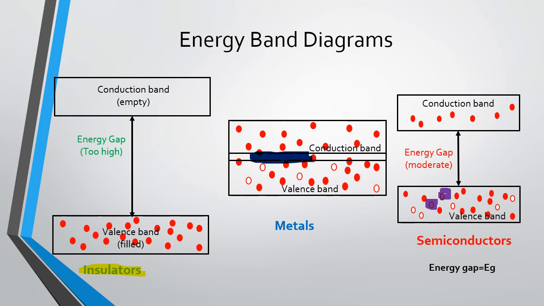So we can say that the energy gap between the conduction band and the valence band for the semiconductors is moderate. So for insulators it is too high, for metals there is no energy gap, and for semiconductors the energy gap is moderate. Energy gap is also given as Eg.